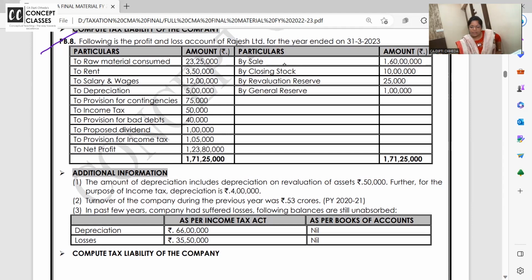What is the answer for the math? Math only they have asked you, no? Compute the tax liability. No. Then you should do normal also, math also, and compare the two. Because in math, you will not give ATG and all the deductions.